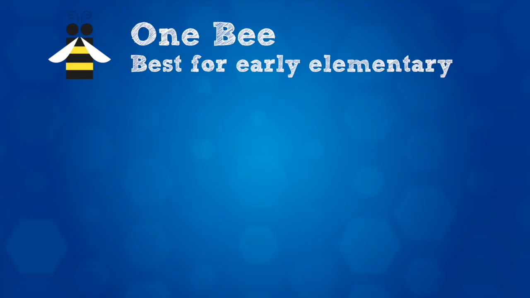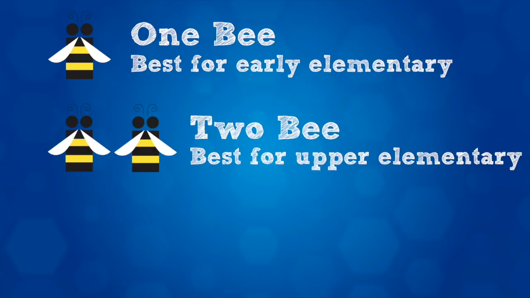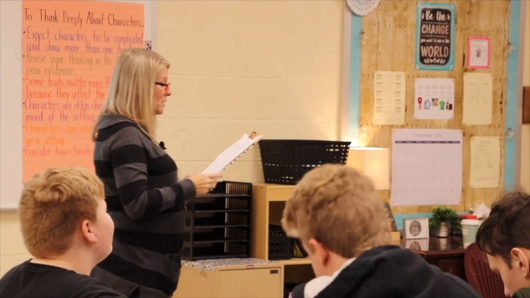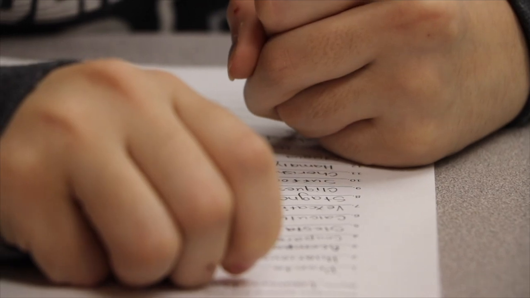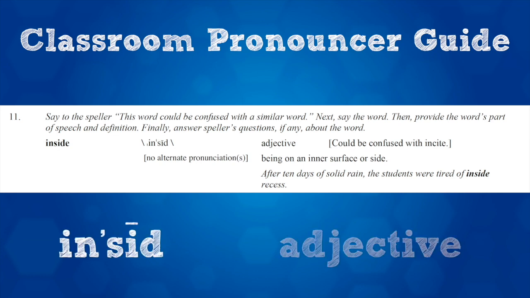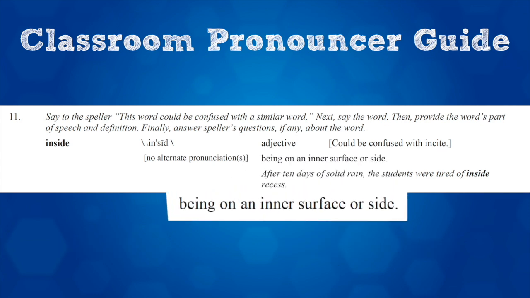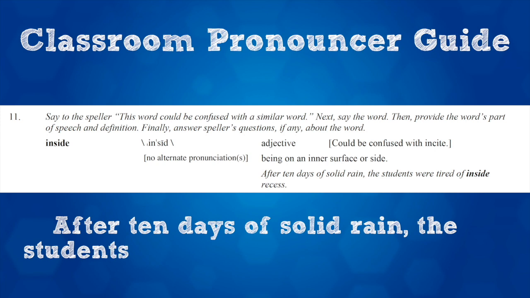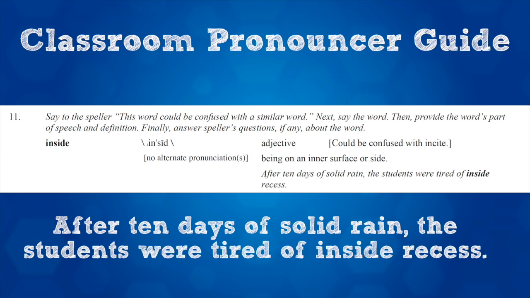For a written test, you can choose which words and how many from your level study list. Say each word and include the additional information for each word from the Classroom Pronouncer Guide. For example, inside. This word could be confused with a similar word. Inside. Adjective. Being on an inner surface or side. After 10 days of solid rain, the students were tired of inside recess.